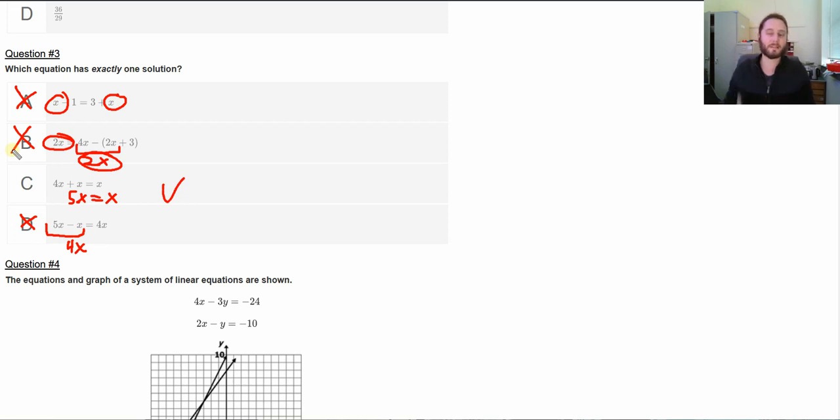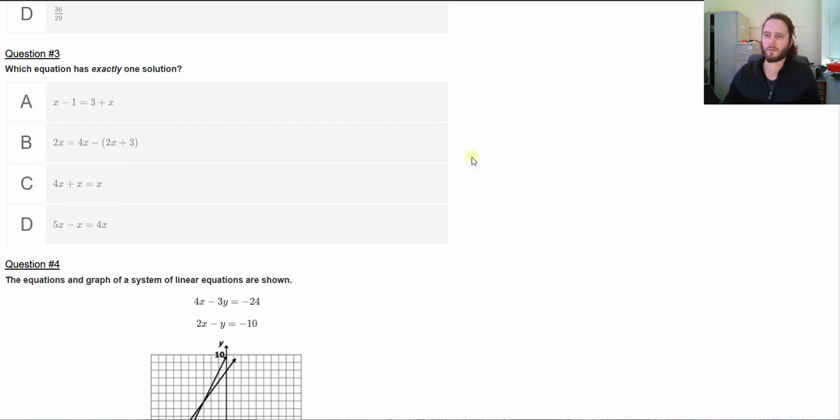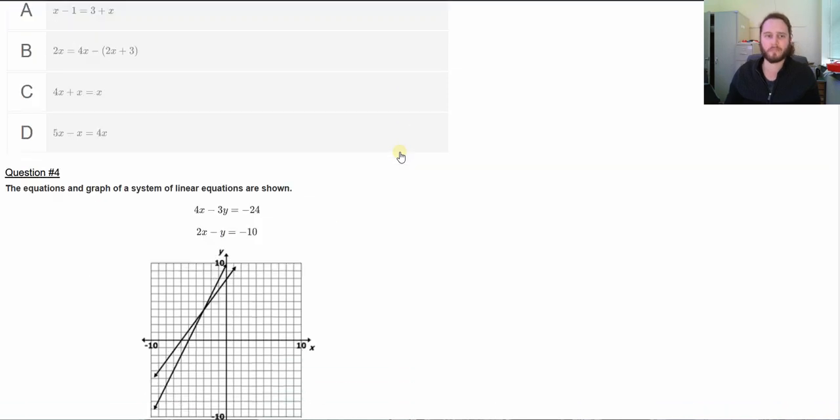So it has to be C because C is the only one where I don't have the same value of x's on both sides of the equation. That's the shortcut for solving this type of equation. If it's asking you, is it one, is it infinite, is it no solution, that's a quick way to tell.